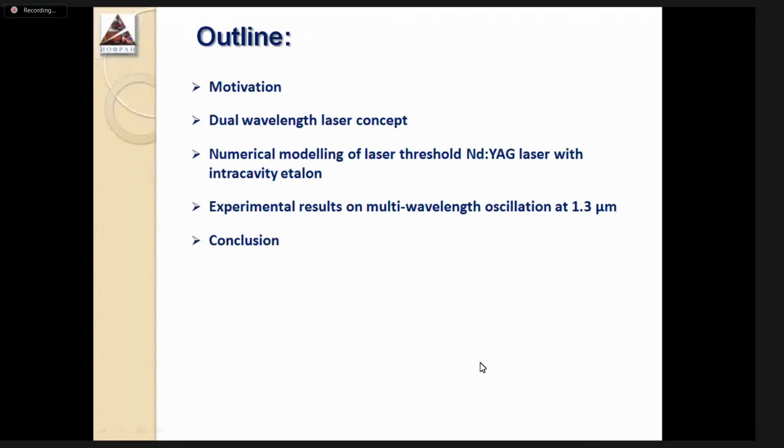So here is the outline of my talk: motivation, dual wavelength laser concept. Then I will give you some numerical modeling of the laser threshold in neodymium YAG laser with the intracavity etalon. Then there will be some experimental results on multi-wavelength oscillation at 1.3 micrometers, and then the conclusion.